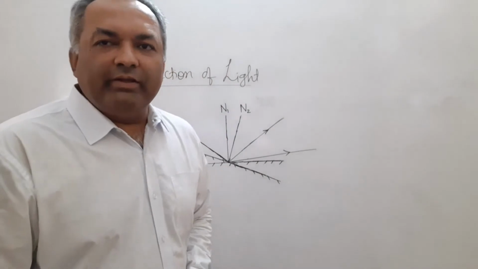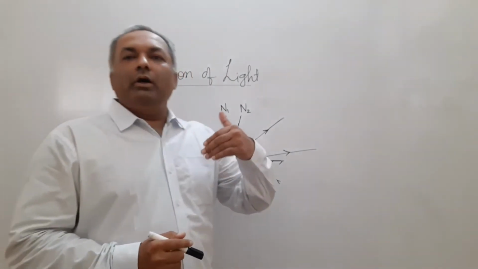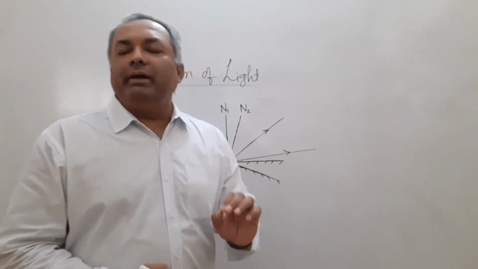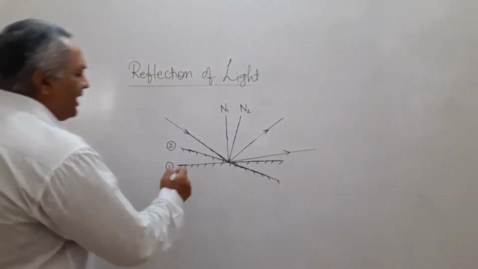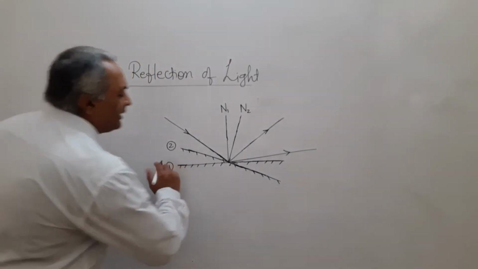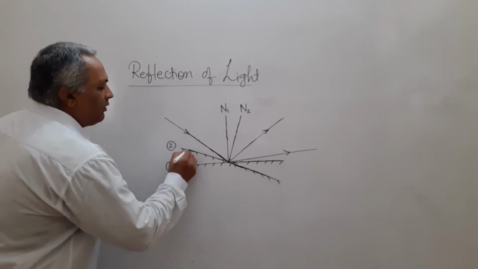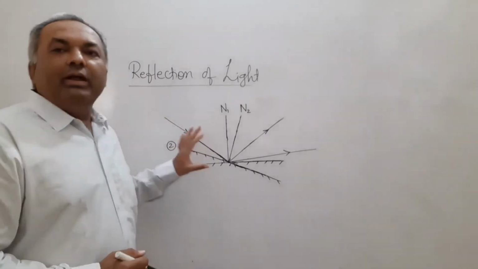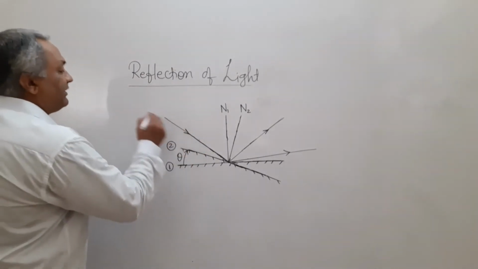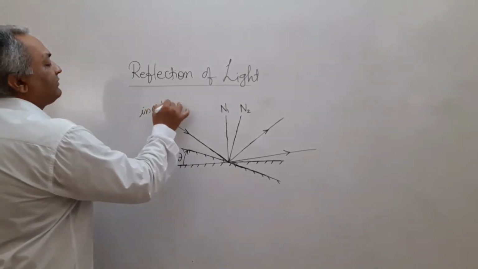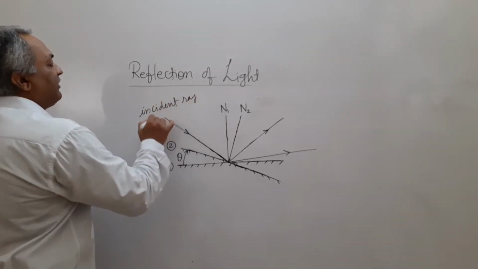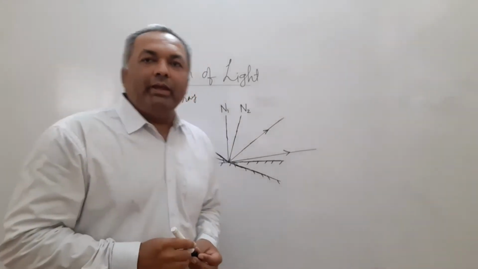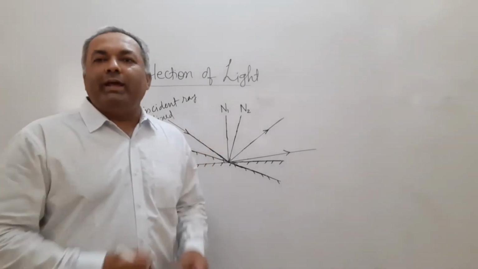Now consider the second example. Suppose instead of rotating the incident ray, we kept the incident ray fixed and the mirror is rotated. Imagine that this is the initial position of the mirror where it was horizontal like this, and now the mirror is rotated through an angle theta in clockwise direction like this, while this incident ray is kept fixed. So we are not changing anything about the incident ray. The only thing that we are doing is rotating the mirror through an angle theta.